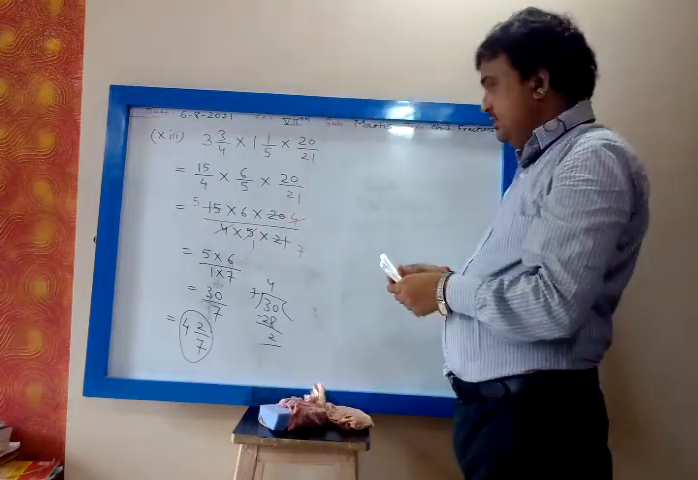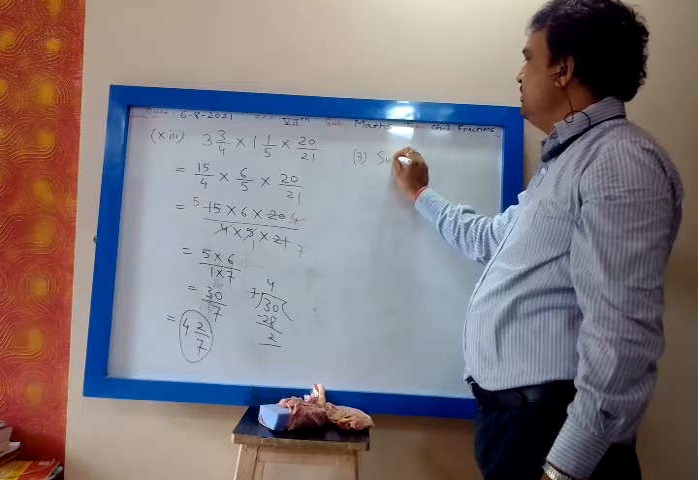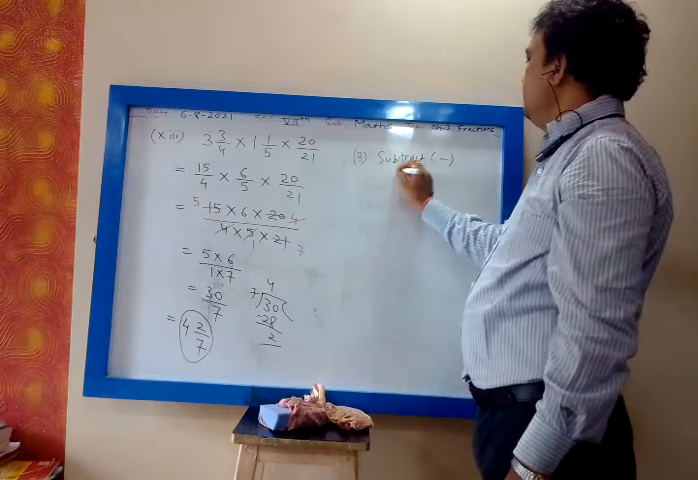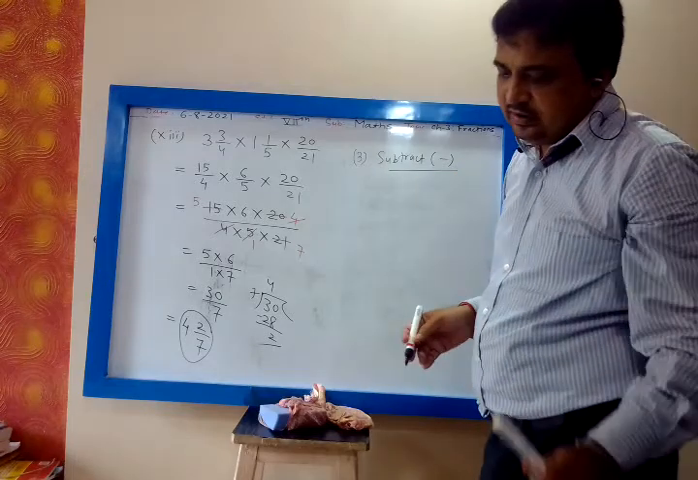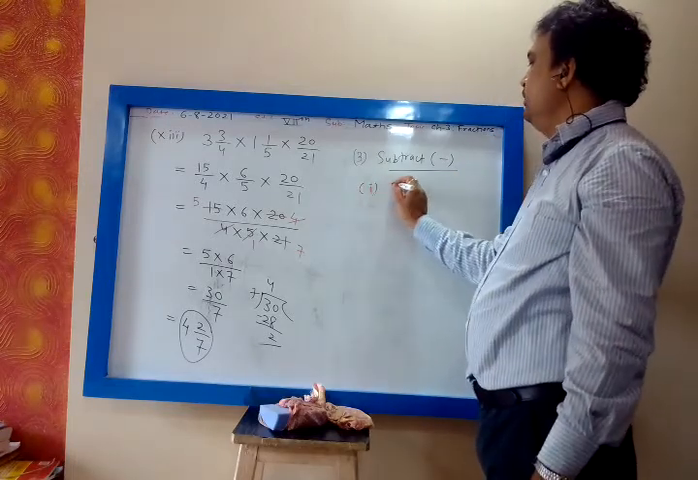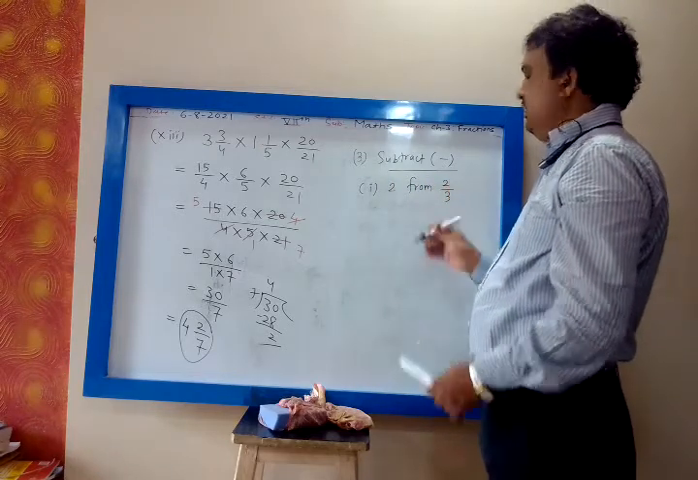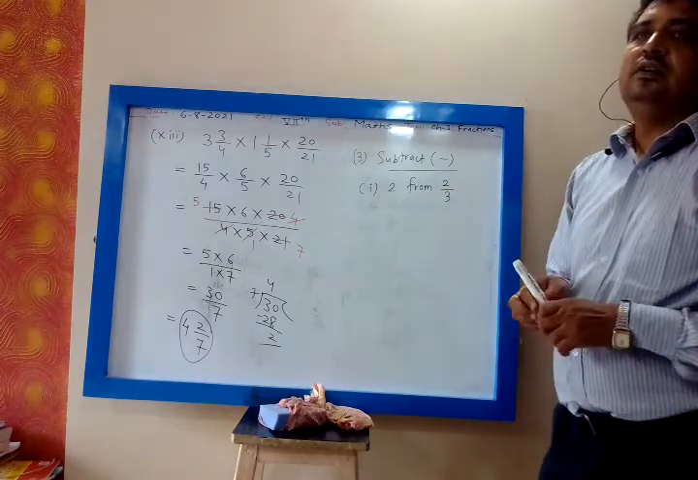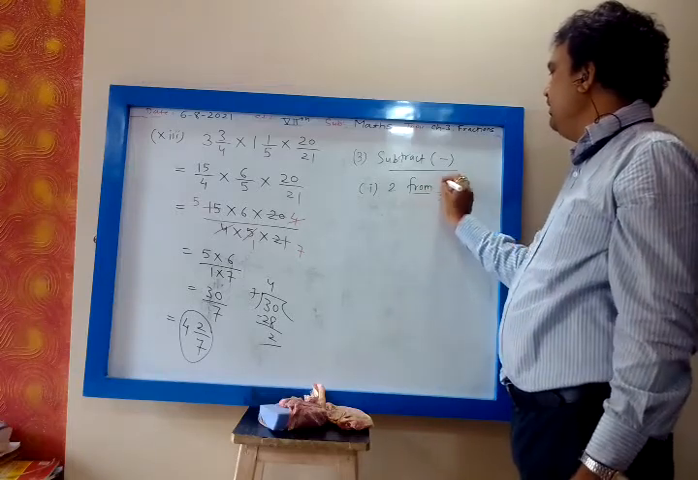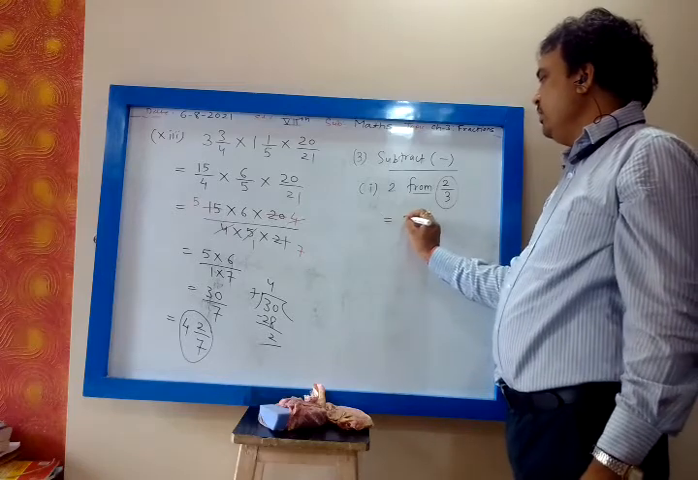Now third one is subtract. Subtract means minus. Subtract 2 from 2 by 3. So, wait. Whichever number is after from, that we write first. So, we write 2 upon 3.